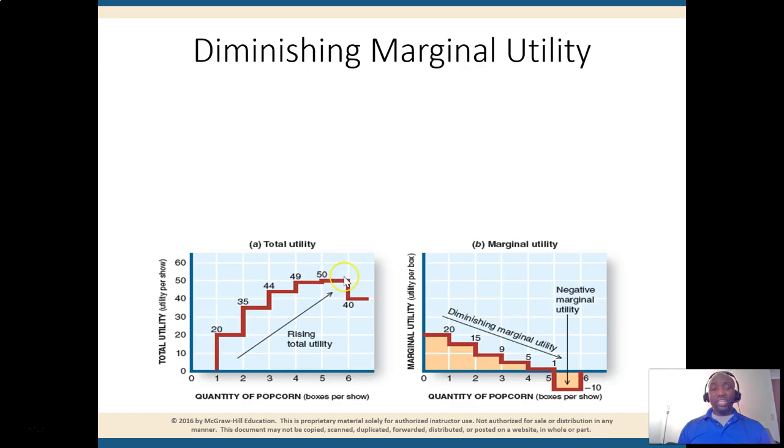Now here you maximize because that's the maximum. The slope here is zero. It means that the first derivative here is zero. So you maximize where the marginal utility is zero. That's the whole thing here. You maximize where the marginal utility is zero.